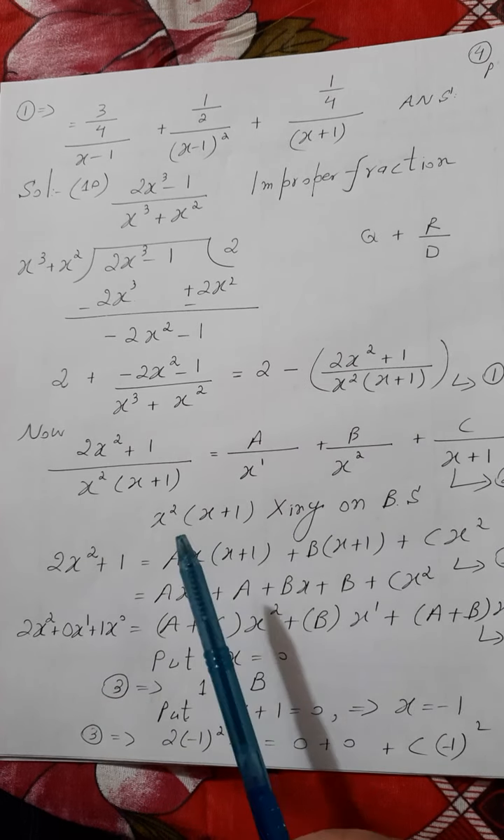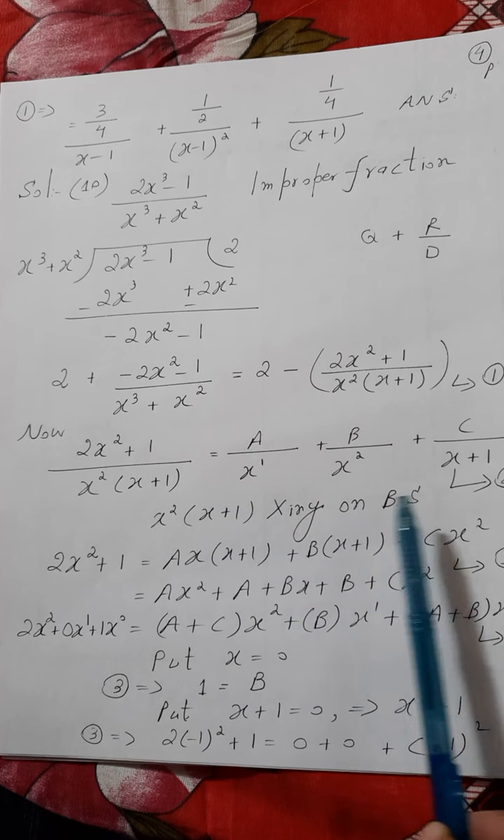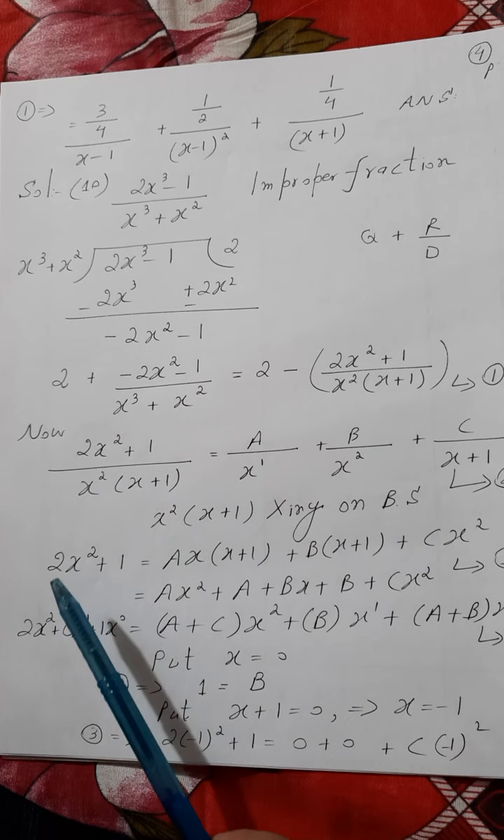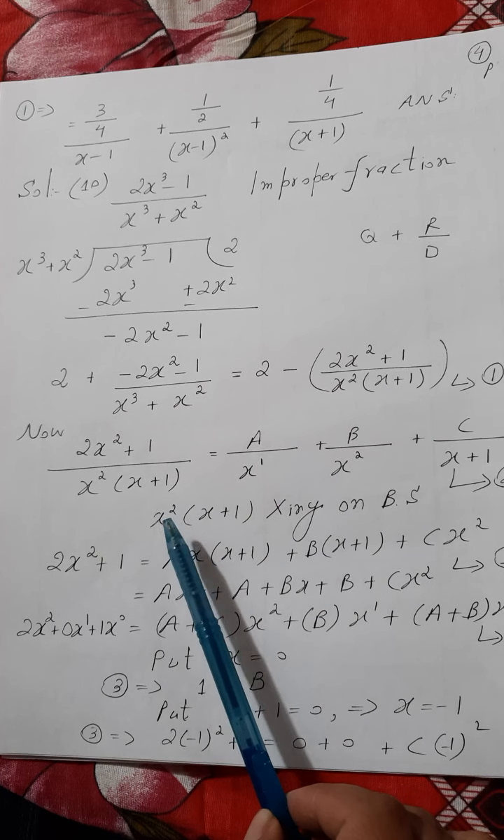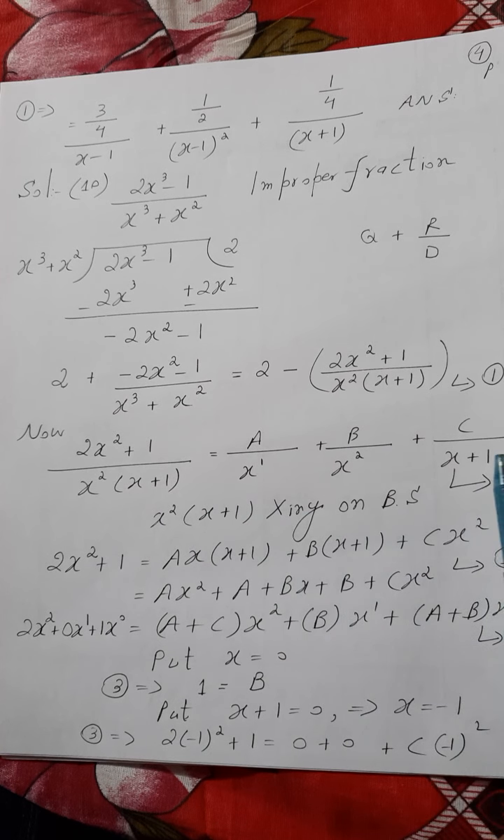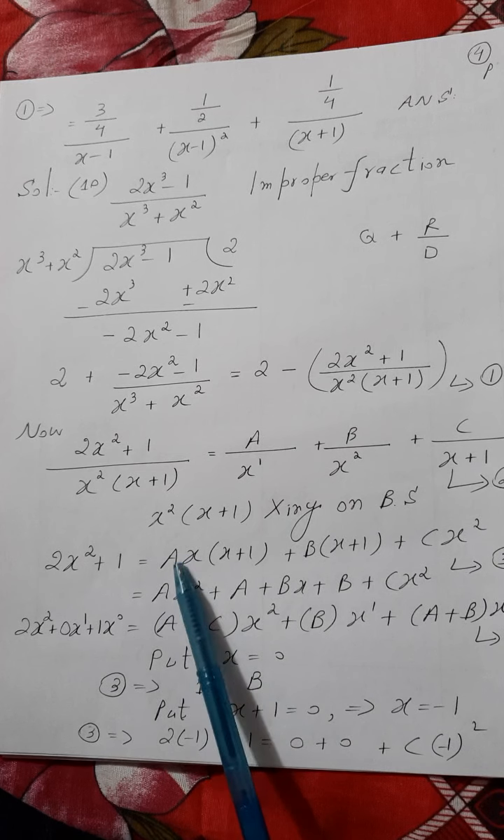So once again multiply x square x plus 1 on both sides, so x square x plus 1 cancels with this one, so there is 2x square plus 1 is equal to a times x, x cancels, there is x into x plus 1, there is x square cancel, so b into x plus 1, there is x plus 1 cancel, so there is cx square.